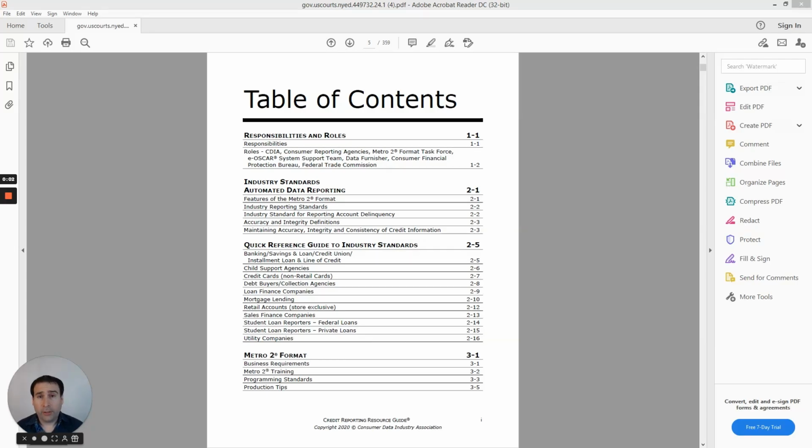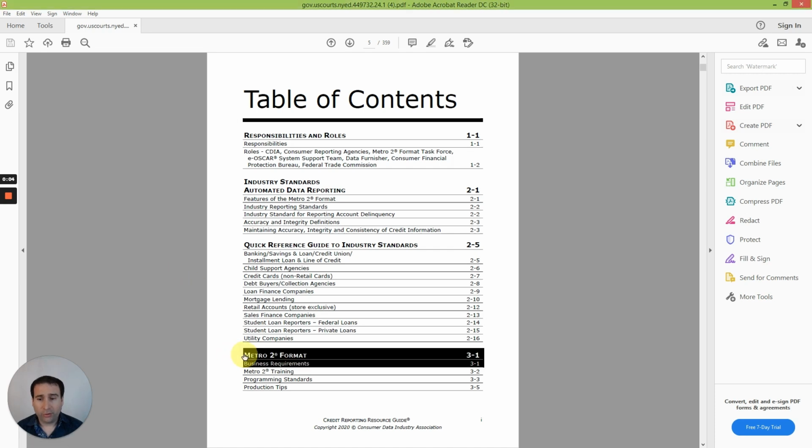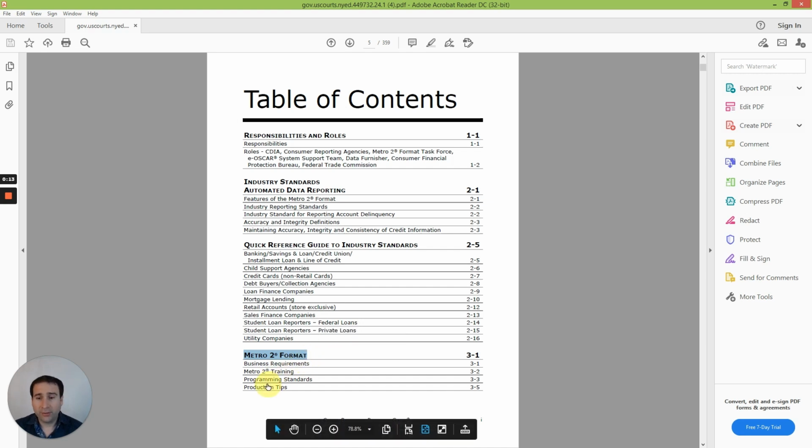For Chapter 3, if we go back to our table of contents, this is really where the Metro 2 format, as a data format, is initially laid out. And there are 4 sections to this chapter. One is the business requirements of the furnishers that are using it, Metro 2 training, programming standards, and production tips.